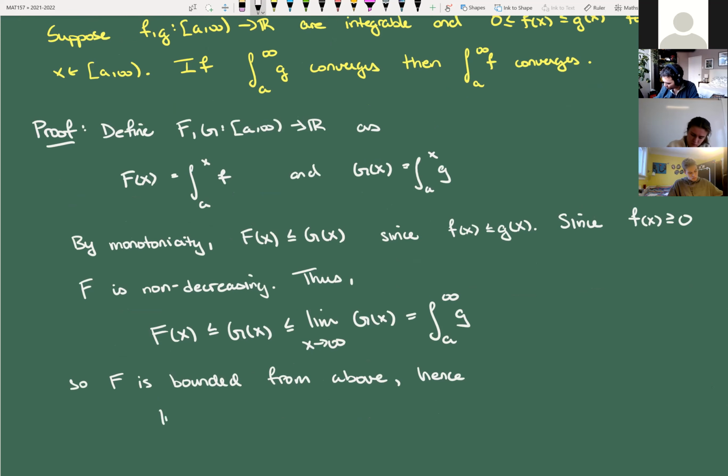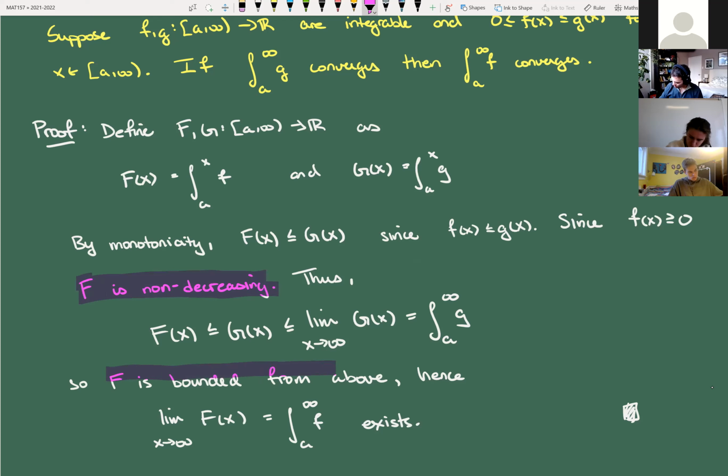Hence, this limit exists, right? That was lemma number 2. Lemma number 2 says if you know that your function is non-decreasing, and bounded from above, then this limit exists. So we have both of those things true, and we're done.